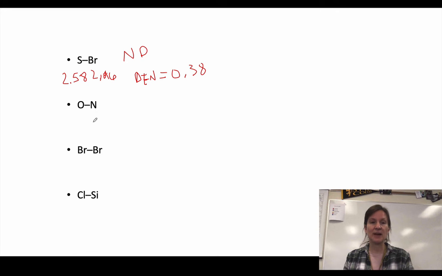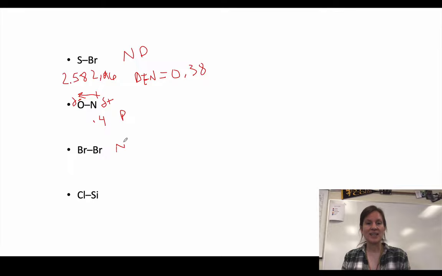Now the oxygen-nitrogen bond ends up with a difference of exactly 0.4, which means that's just enough to become polar. And if I look at their two electronegativities, oxygen is the bigger electronegativity, so it ends up being the negative one, and nitrogen is the smaller electronegativity, so it's the positive one. So my dipole moment arrow would be pointing toward the oxygen because that's the negative side.